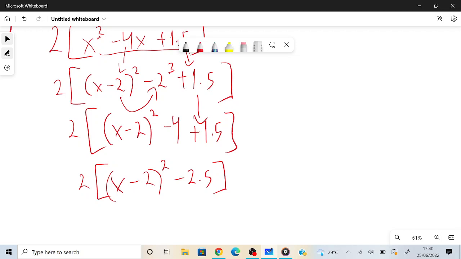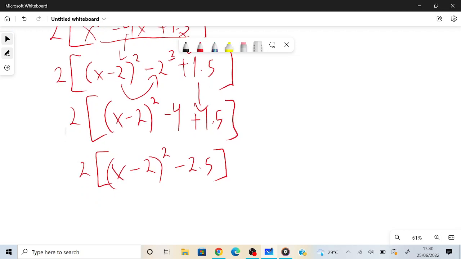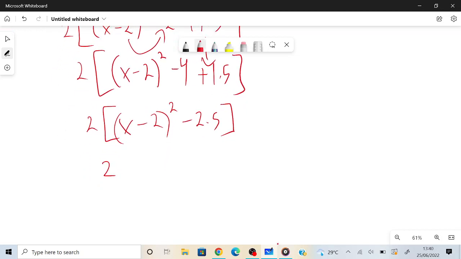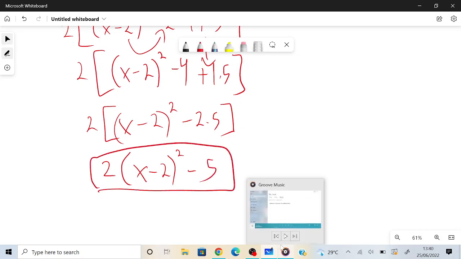And now, in the end, you just times everything by 2. So this becomes 2 into x minus 2 squared, and minus 2.5 times 2 is minus 5. And that is your answer for that question.